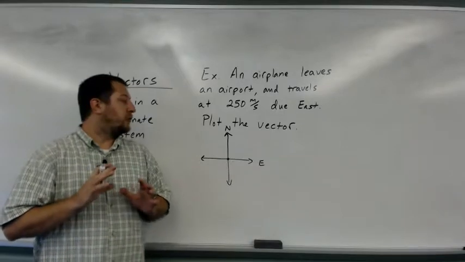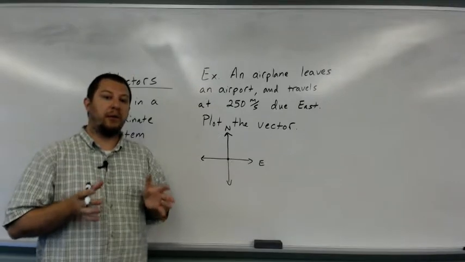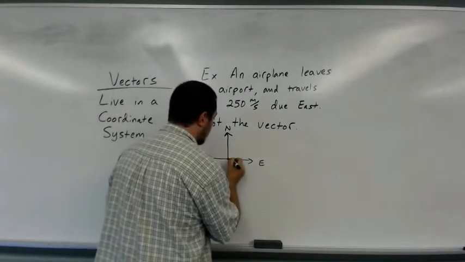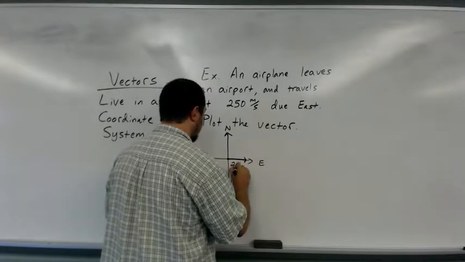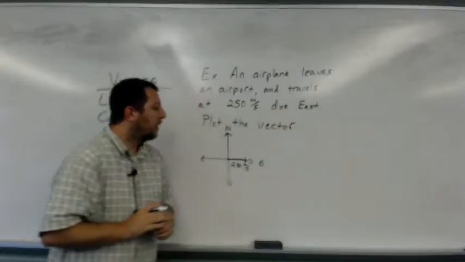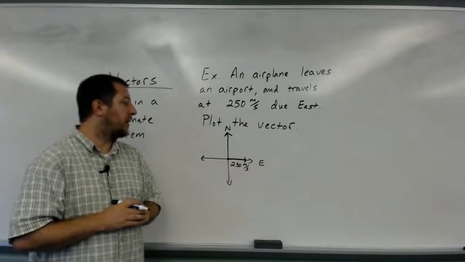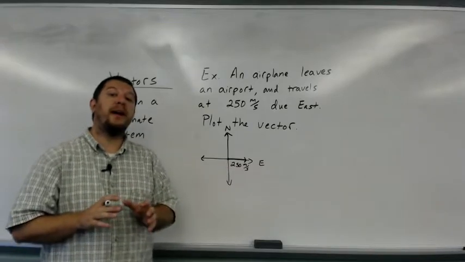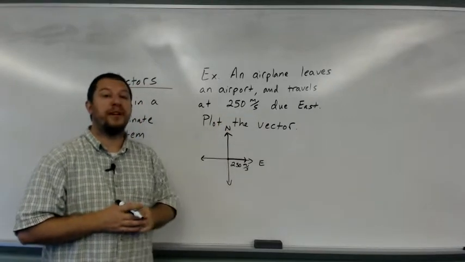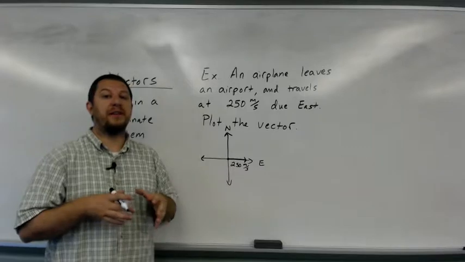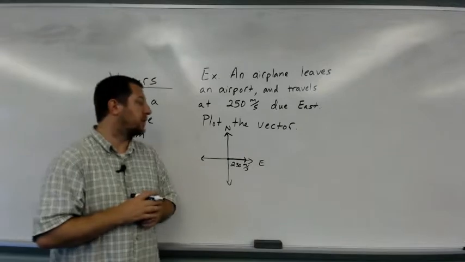Now, when you're drawing arrows, when you have a problem like this, it really doesn't matter how long your arrow is. I can draw an arrow that looks like this, and I can call that 250 meters per second. So that arrow represents the velocity of the plane in the direction east. But when you have multiple vectors in a problem, you want to draw your vectors so that they are as close to scale as possible. And we'll see how to do that here in just a moment.